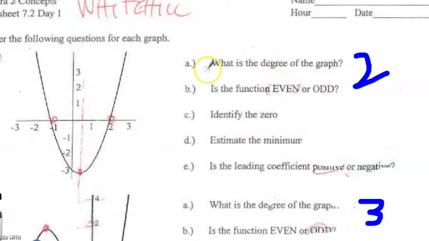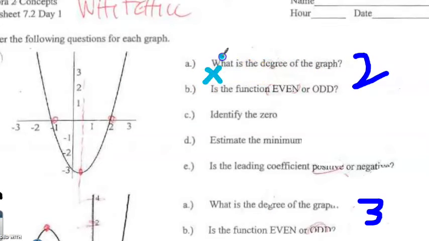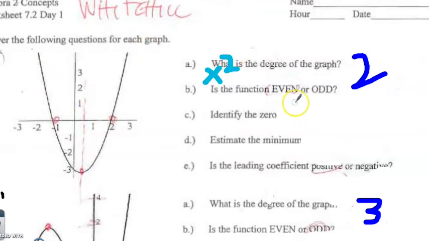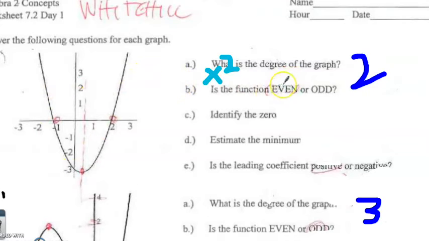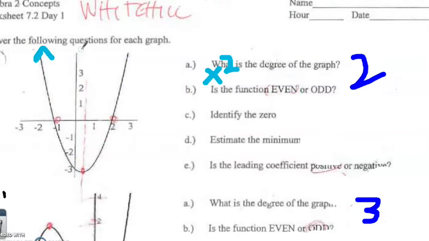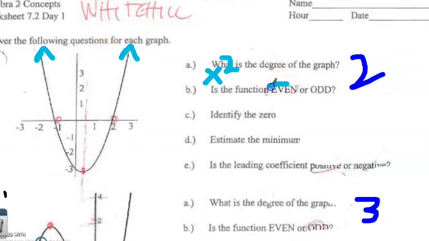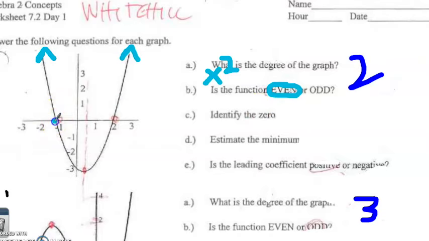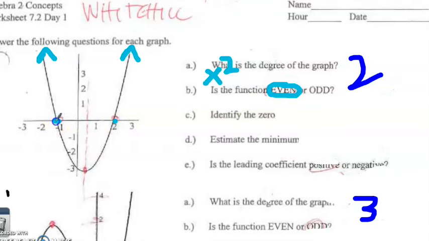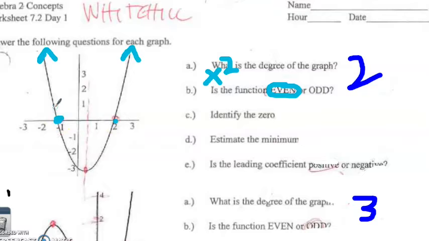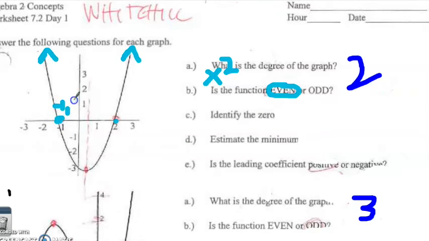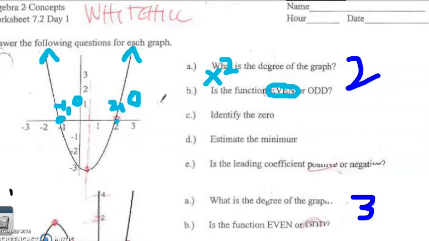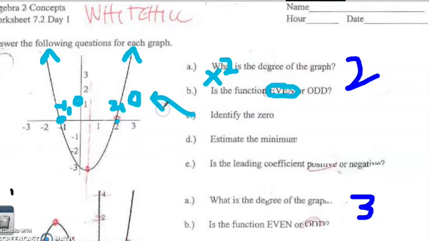So a second degree graph would mean that this would be an x squared graph, given that this 2 is an even number and we only have 1 hump, and they're both starting and ending in the same direction. We know this is an even function. The zeros are where it crosses the x line, and here it crosses the x line at -1, 0, and it crosses at 2, 0. That's our answer to C.